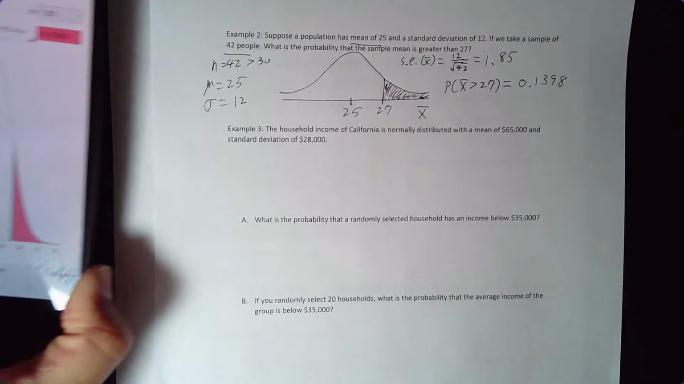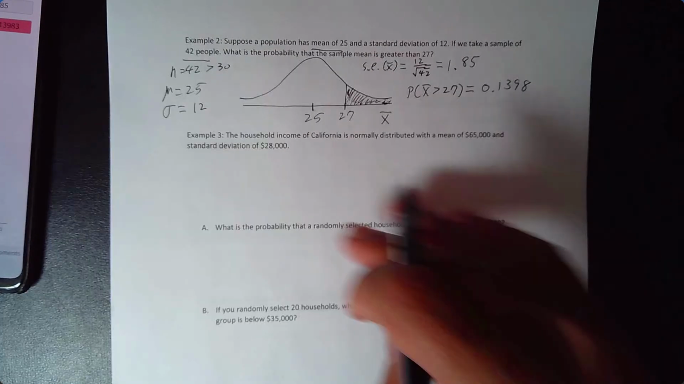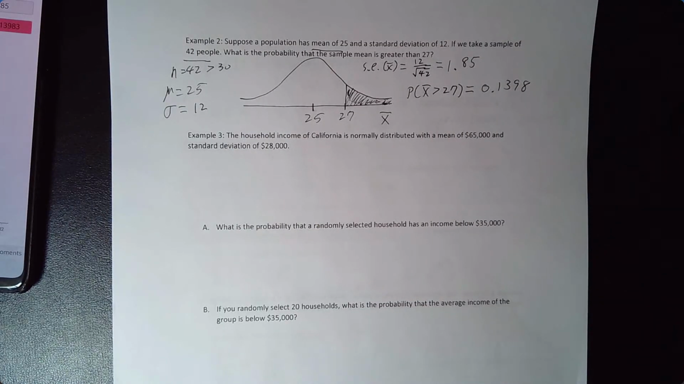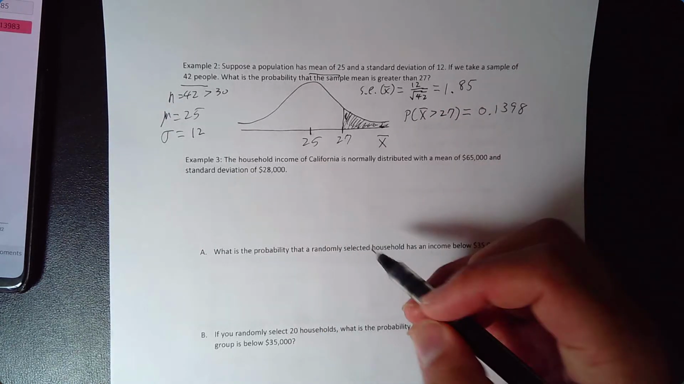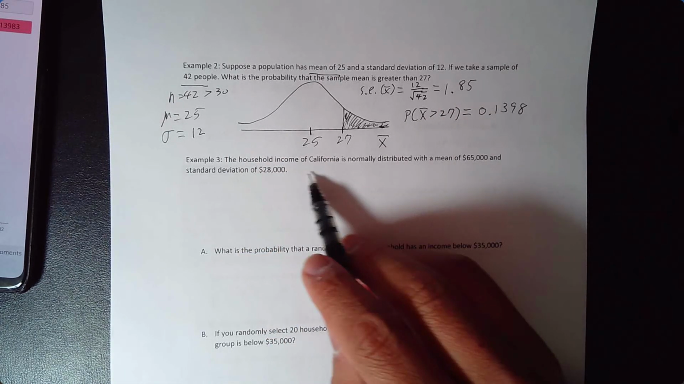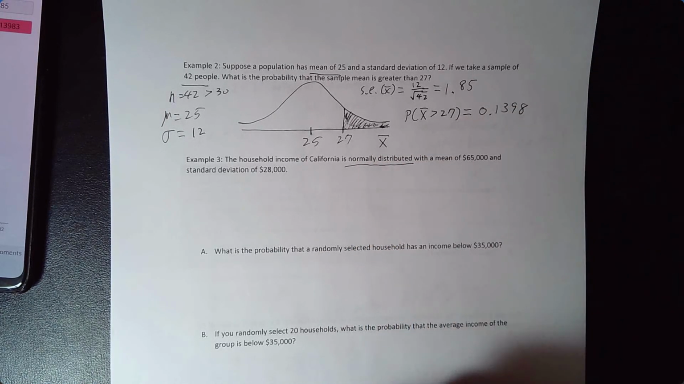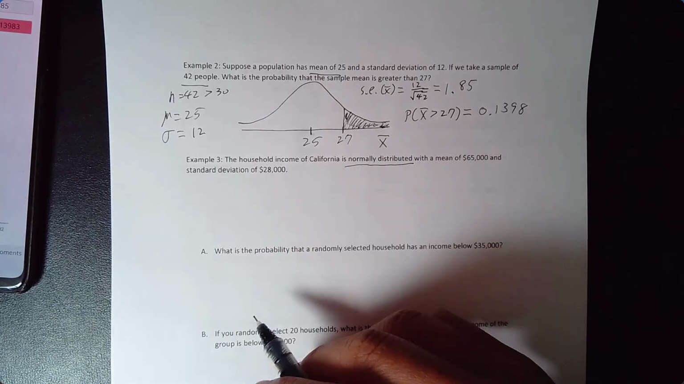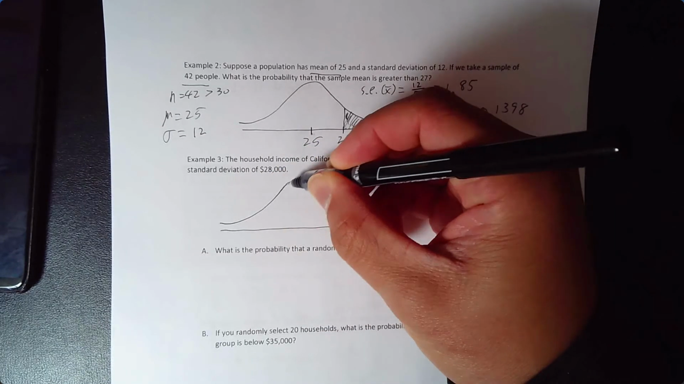All right. Let's go ahead and do example 3. If you like, pause the video and go ahead and try this on your own. Okay, so collecting the information. The household income of California is normally distributed. So that's a fact, right? That is a fact that's given to us in the problem with a mean of 65,000 and a standard deviation of 28,000. So right there, I can draw a graph so I can visualize it.